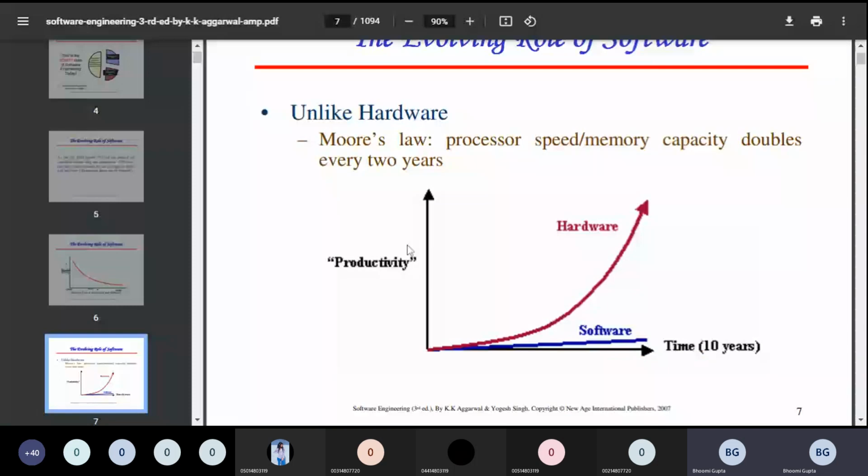ठीक है, इसका क्या मतलब है? आप देखिए यहाँ पे productivity. On the y-axis we were able to see productivity, and on the x-axis we have a time span at a unit scale of 10 years. आप देखिए यहाँ पे जो hardware की requirement है, वो हर 2 साल में, every 2 years it doubles. That means so many machines are evolving.